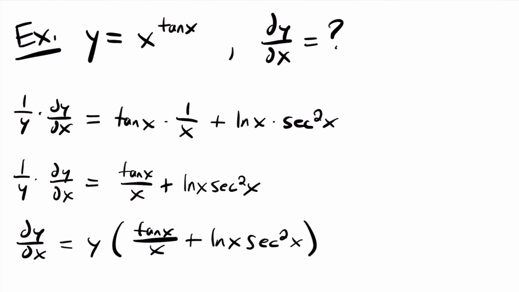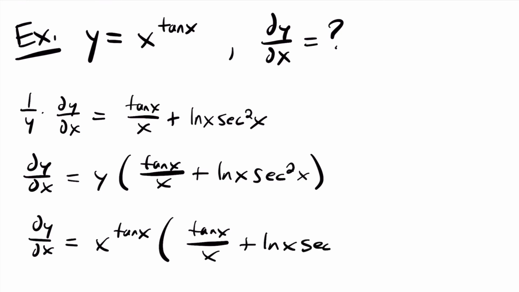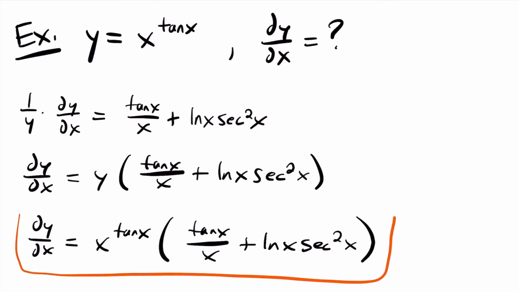If we clean up our work here, we will have that dy/dx is equal to x to the power of tangent x times tangent x divided by x plus the natural log of x times secant squared x. And that is our final answer, or the derivative of our original function, x to the power of tangent x. All right, and so with that, this was the last example for this video.